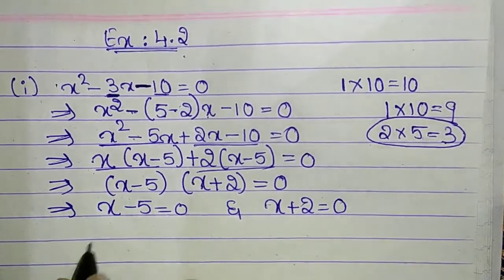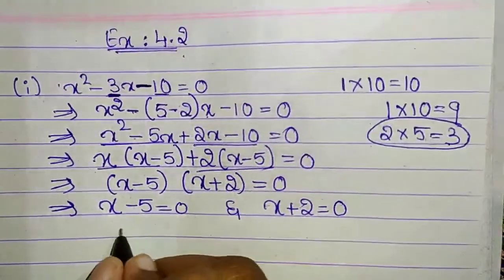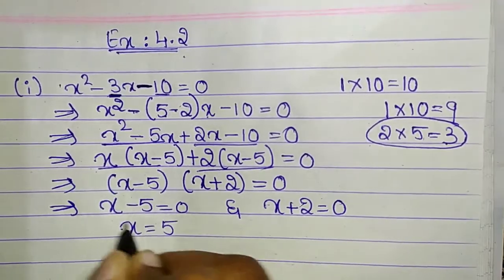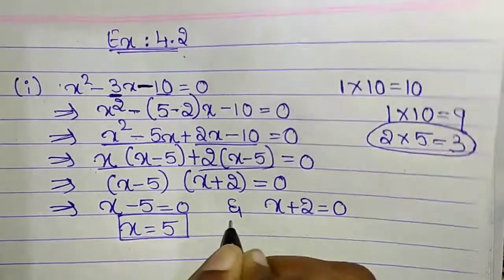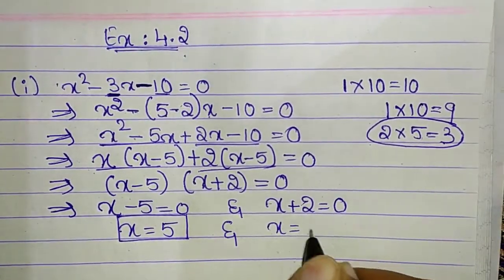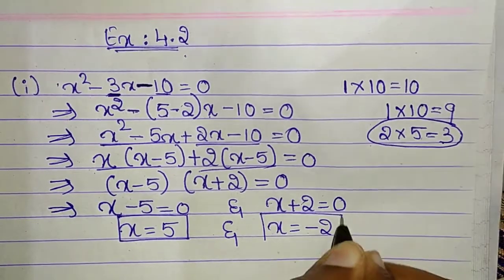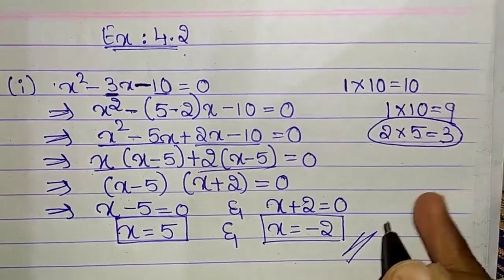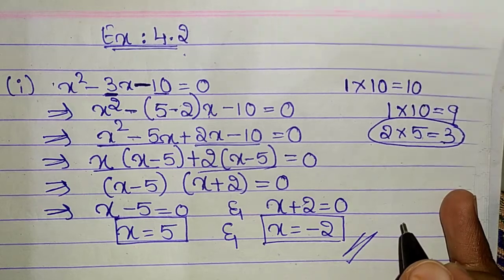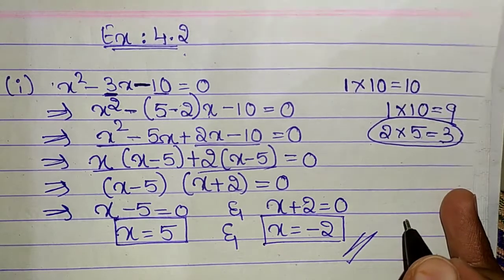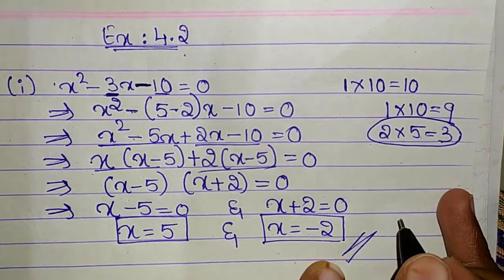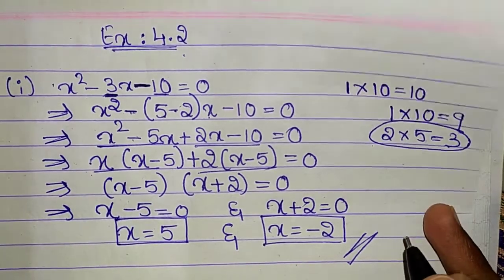So on transposing we get x equal to 5. This is the first solution, and x equal to minus 2. This is the second solution for the given equation. So x equal to 5 and x equal to minus 2 are the required solutions.